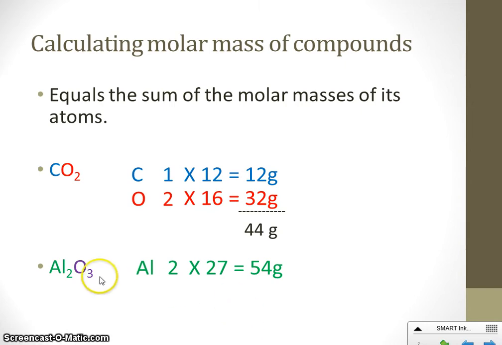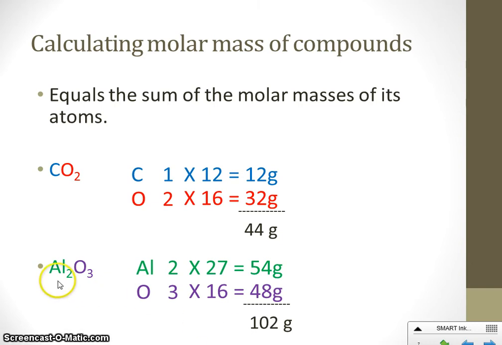Okay? Oxygen is the other piece in this compound, and oxygen has 3 atoms. You can tell that from the subscript here. And each of those oxygen atoms, just like before, oxygen always has a mass of 16. 3 times 16 is 48. So aluminum is contributing 54 grams to the total mass here. Oxygen, 48 grams. To find out the mass of the whole thing, we just add them together, and we get a total of 102 grams. So aluminum oxide has a mass of 102 grams for every mole that we have.